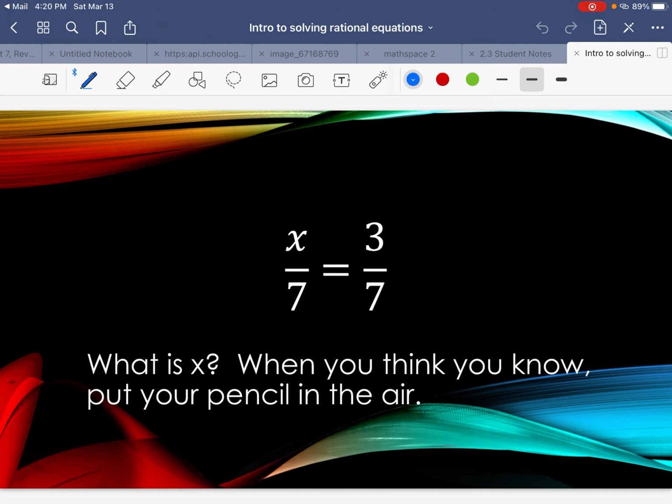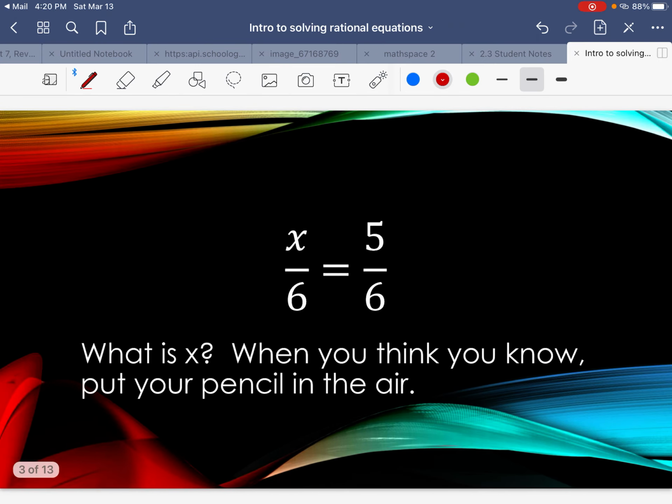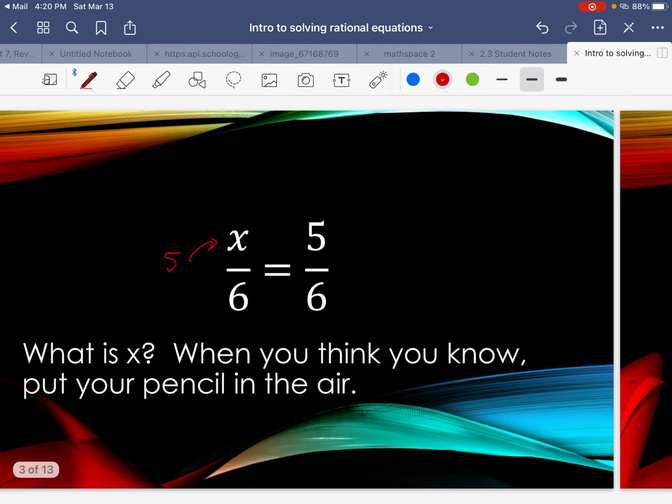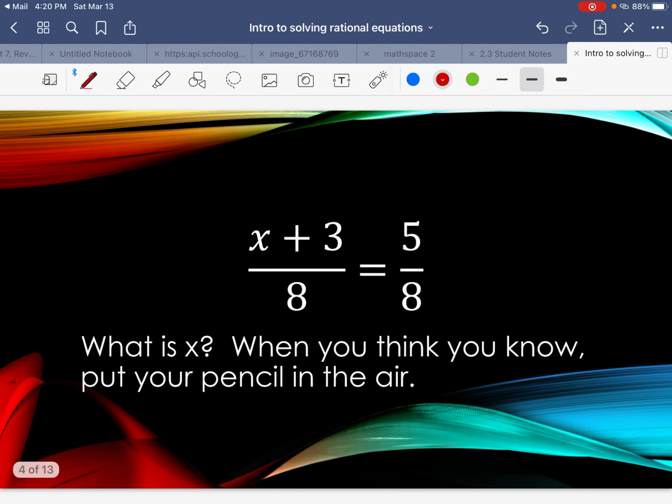Well, I'm not going to have you answer this one because it's pretty simple, right? x over 7 equals 3 over 7. I mean, obviously this x right here is 3, right? Because 3/7 would have to equal 3/7. All right. Here, obviously 5, right? 5 over 6 equals 5 over 6. Okay. So think about this one.